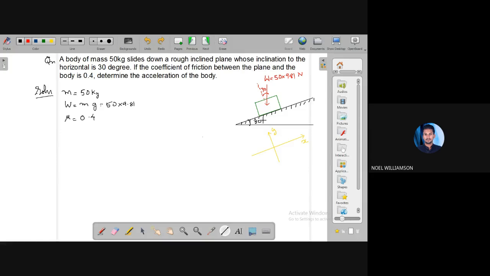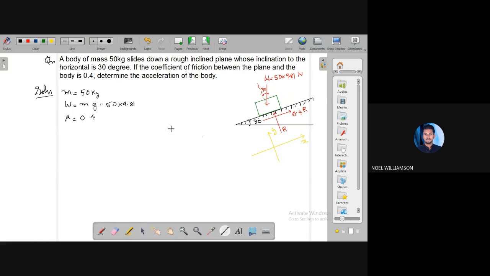Friction force acts like this, and the normal will be perpendicular to that. If the normal is R, then friction is mu into R. Mu is 0.4, therefore 0.4 into R. Now we can just tilt it for simplicity, and you can consider the free body diagram for that.